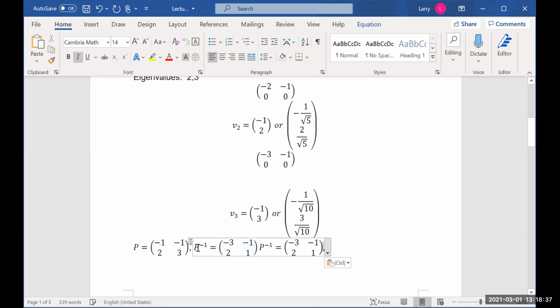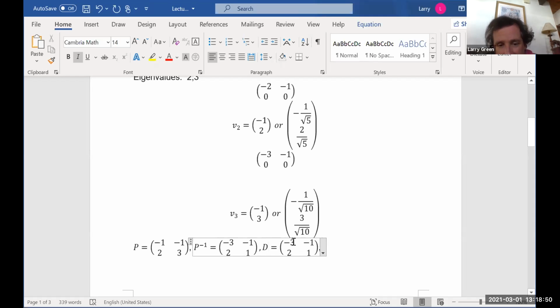Okay, what's our diagonal? 2, 0, 0, 3. So the diagonal is 2, 0, 0, and a 3. Any questions on that? Is that clear?